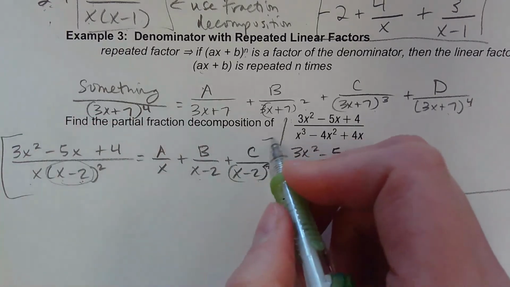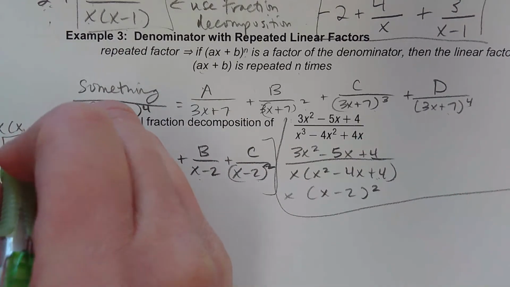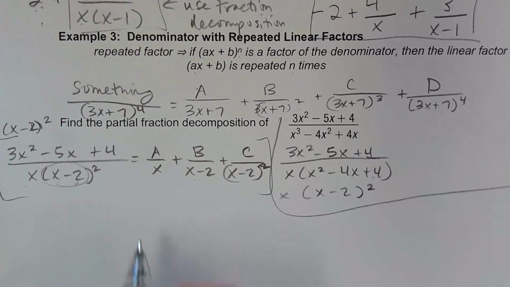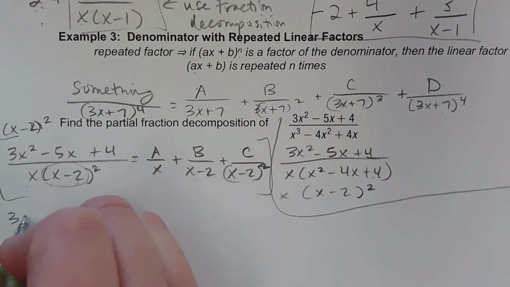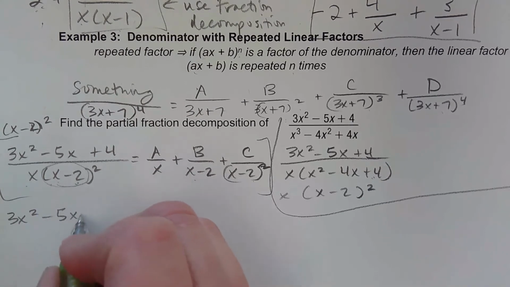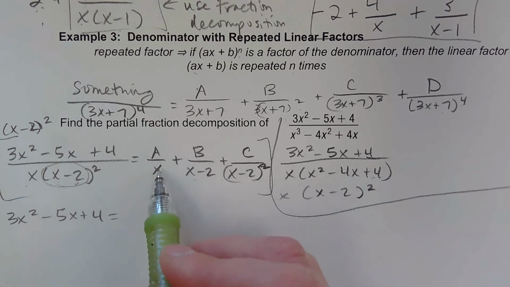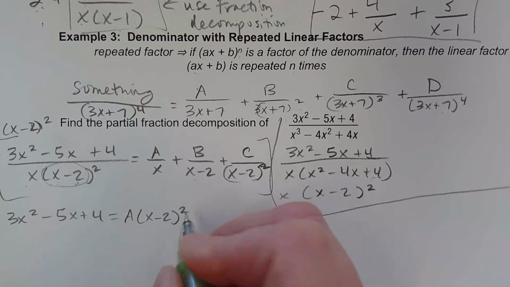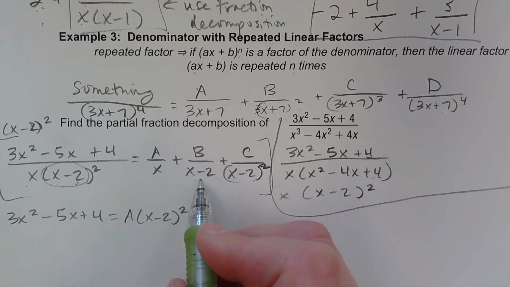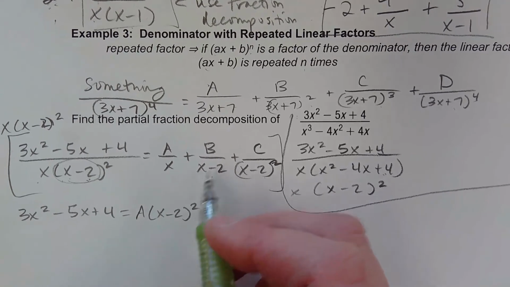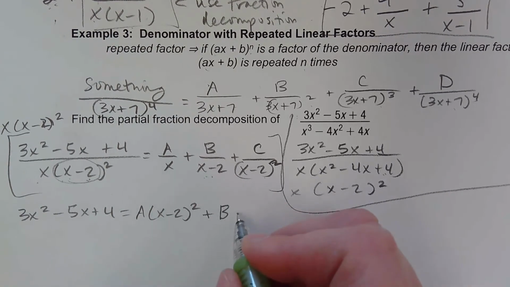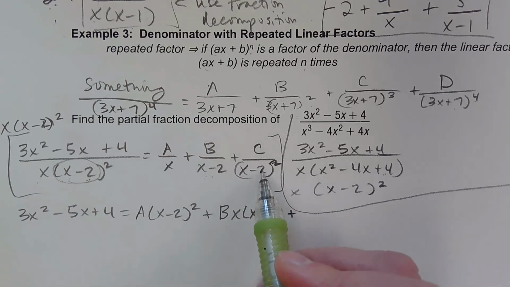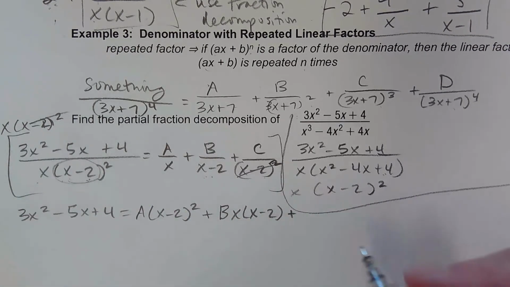So I would multiply this whole thing by x times x minus 2 squared. When I multiply it over here, we'll just have that numerator. When I multiply it by the A over x, the x's are gone, so it'll be A times the quantity x minus 2 squared. This middle one, I am taking away just one of my factors of x minus 2, so we'll have Bx times an x minus 2 still. And then here the x minus 2's are gone, and we'll just have Cx.